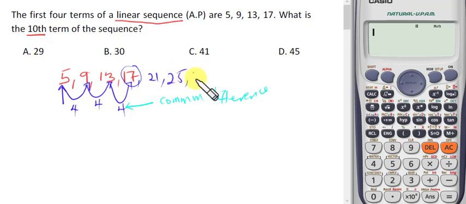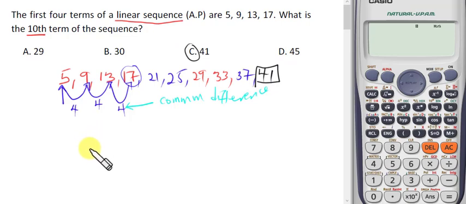We add 4 to it, we get 29. Then we add 4 to 29, we get 33. Then we add 4 to 33, then we get 37. Then we add 4 to 37, then we get 41. And this is the 10th term. So we have 1, 2, 3, 4, 5, 6, 7, 8, 9, 10. So this is the 10th term. So the correct option is C here.